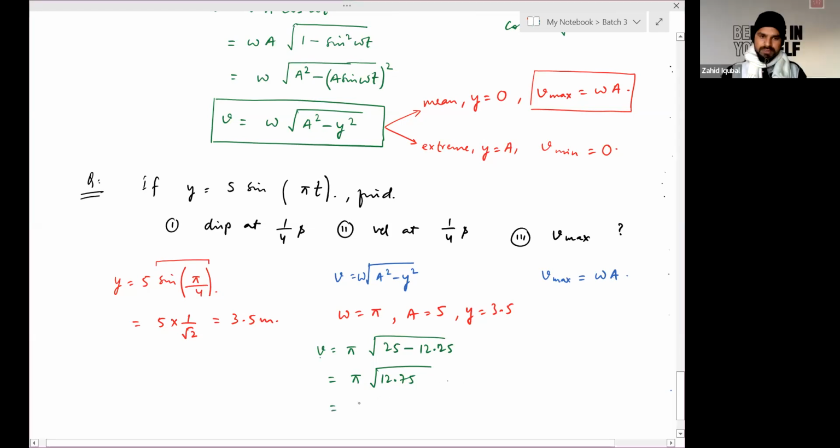So it will be around 3.57 into pi. You may put pi as 3.14 and multiply it.